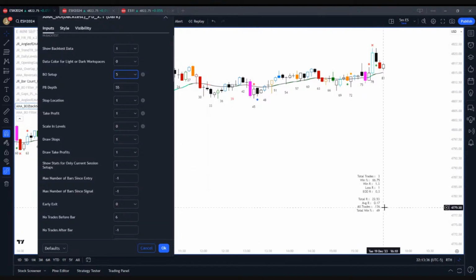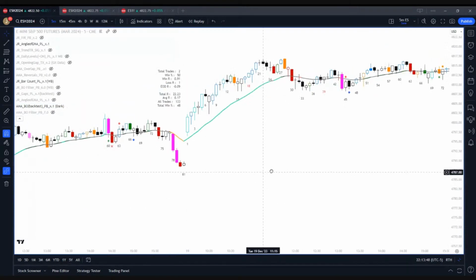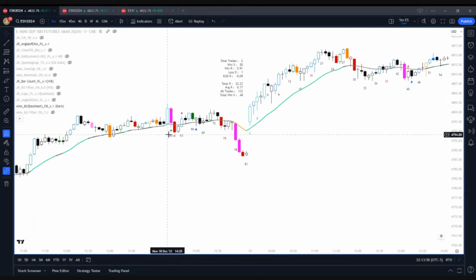Again, we see 136 trades, a win rate of 49%, and an average R of 0.17. So this is entirely unoptimized. But the reason for using something like this is to go through and identify places where you might be generating signals, and then to focus on the nuances surrounding the way those signals arise.